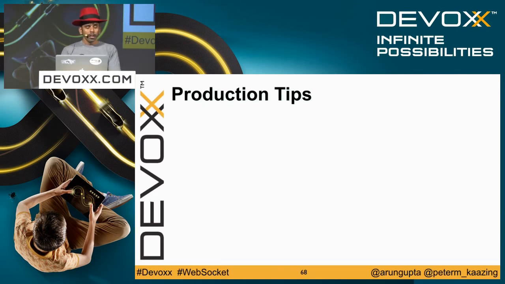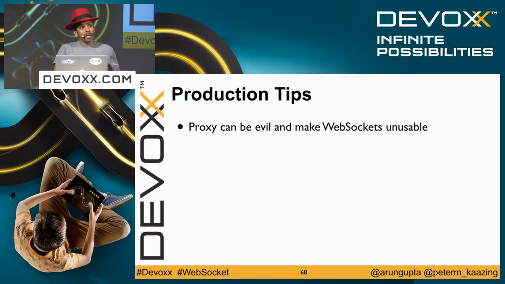All right, pretty much the last few slides. Proxy can be an evil for WebSockets. That's something which is very common. For example, the proxy can look at your upgrade header and remove it. Well, how do you know whether the connection has gone through in that case?